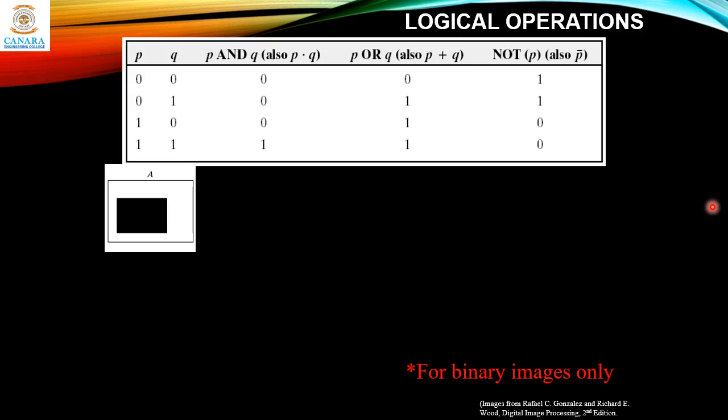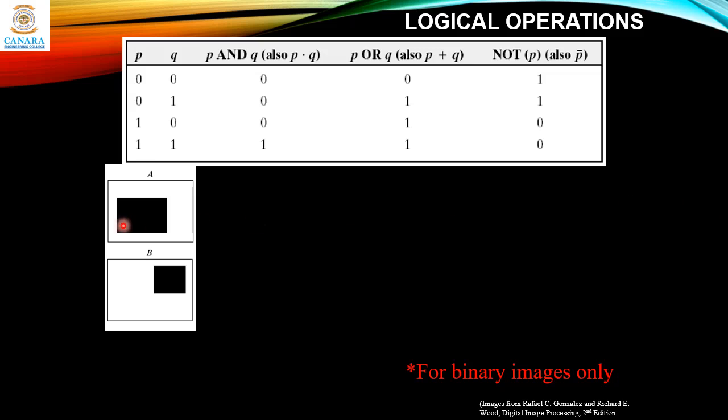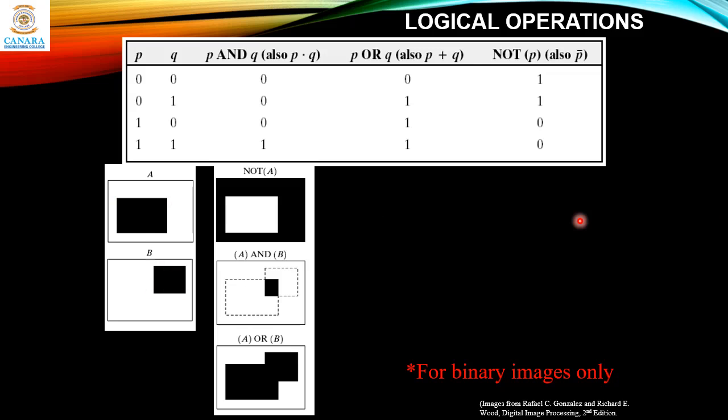So this is image A and B. Now look at the pattern and observe. The dimensions are the same. Image A has a black spot here, B has a black square here. Next, NOT of A is the inversion of A, so white becomes black, black becomes white. Now A AND B: whenever they overlap, that region is kept as black. All other parts are white here. It's the overlapping part, because it's an AND operator.